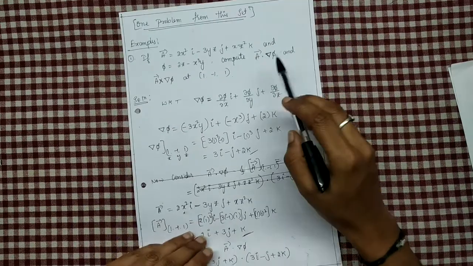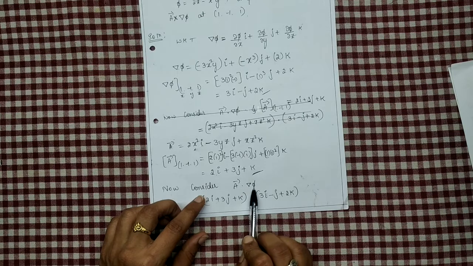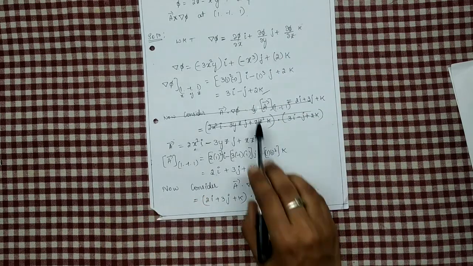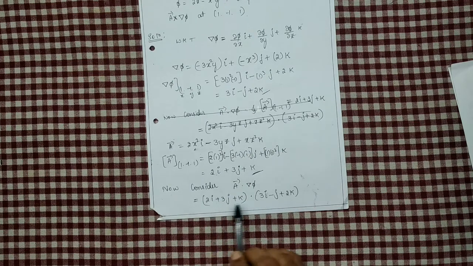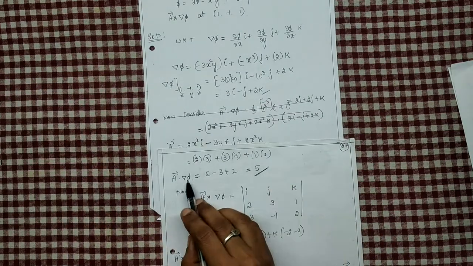Now, after finding these two, you have to take the dot product of vector A and del phi. Consider vector A dot del phi. Vector A is found here, del phi is found here. Take the dot product of this. i into i will be 1, j into j will be 1, k into k will be 1. 2 3s are 6, minus 3 1s are minus 3, and 1 2s are 2. So that will give you 5. So vector A dot del phi is equal to 5.